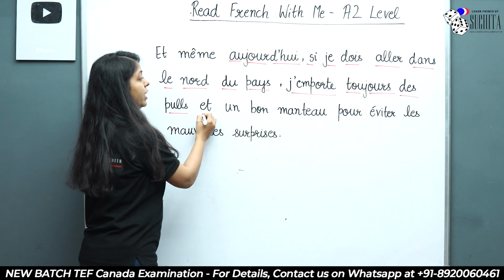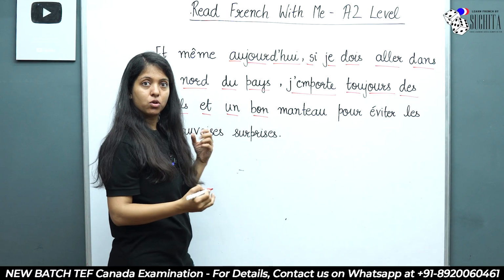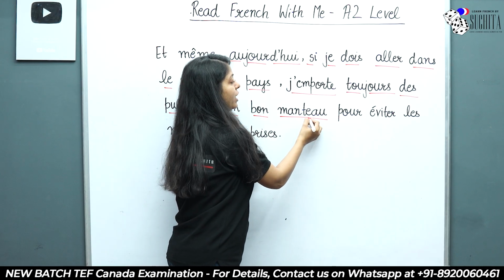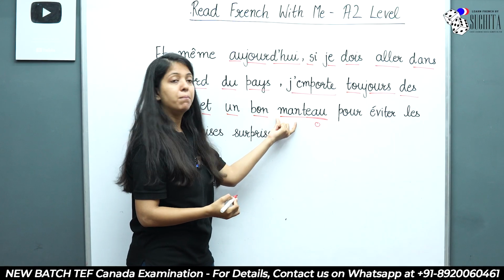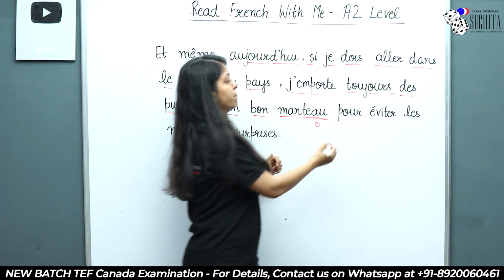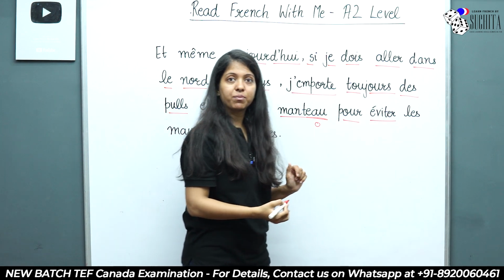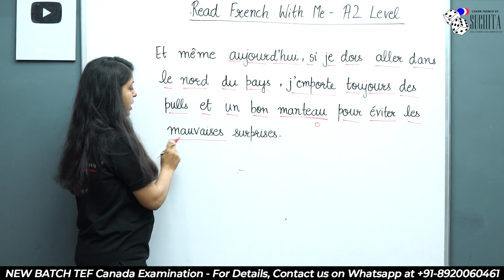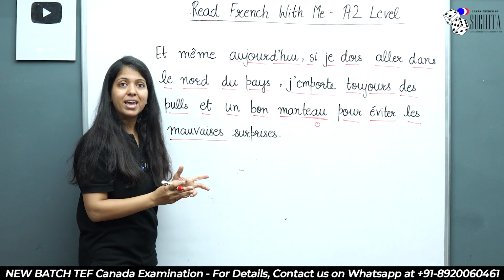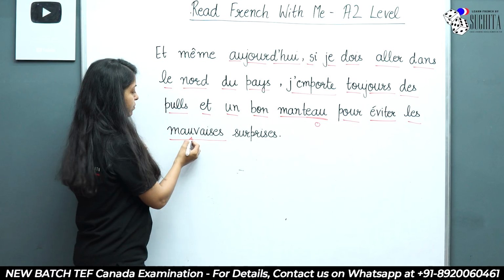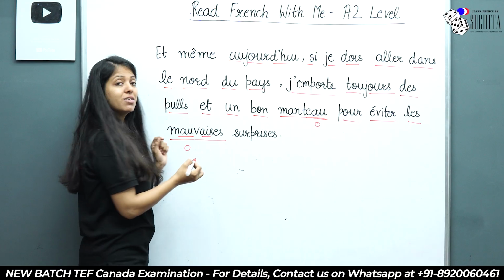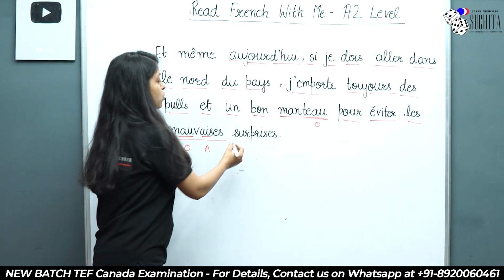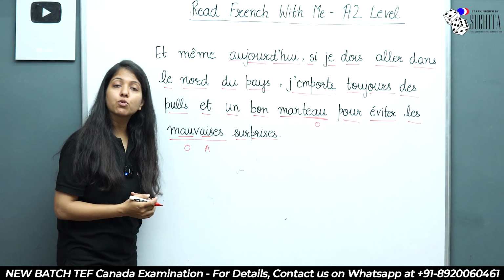pulls et un bon manteau. See, the pronunciation of EAU in French is O. So this becomes manteau. Pour éviter les mauvaises. MAU, mo, VAIV. AU is O. This combination is O. This combination is A. Just like in English we say A. So mauvaise surprise.